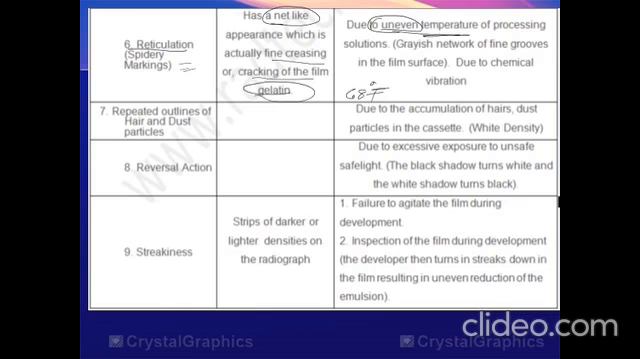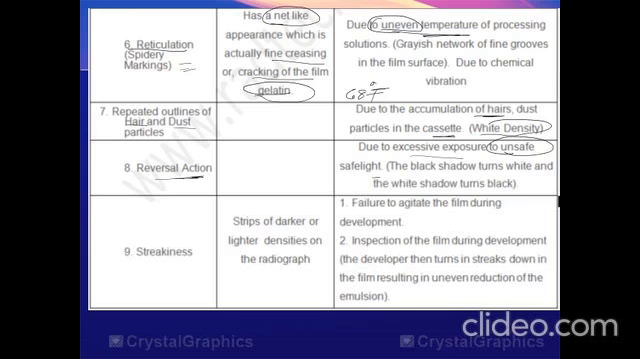Next, repeated outlines of hair and dust particles. So, syempre, appearance niya, parang may hair, due to accumulation of hairs, dust particles in the cassette. So, hindi siya nalinisan. So, appearance, white density. Reversal action. So, para siyang negative sa mga old films, sa mga pictures natin before. This is due to excessive exposure to unsafe light.